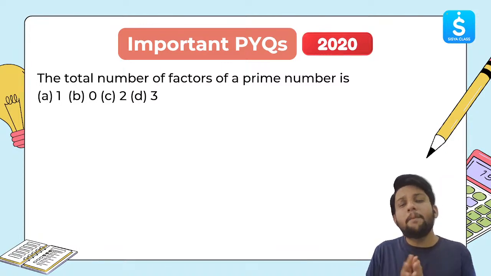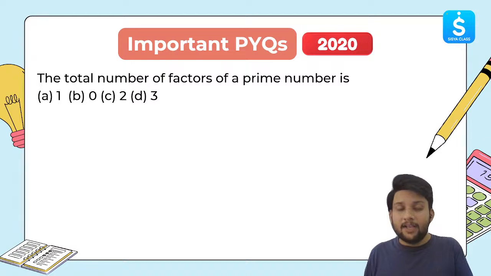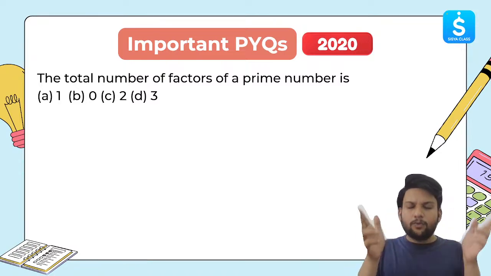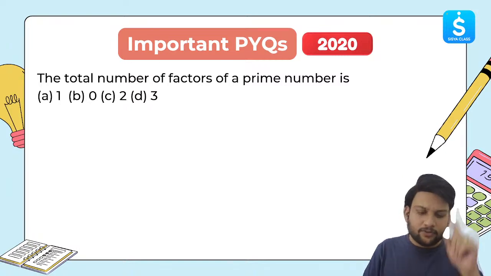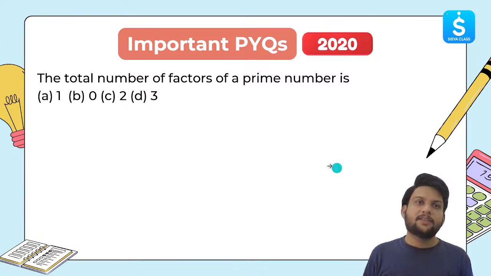Okay, total number of factors of a prime number are what? See, if it is a prime number, let's say for example 2, what are the total factors? 2 and 1. How many total factors? 2. The answer is going to be 2.